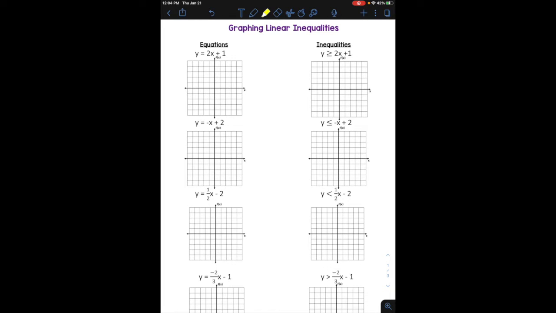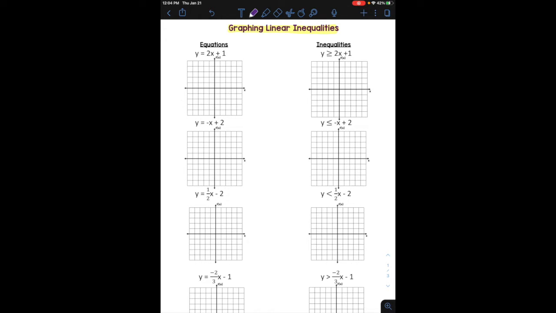Okay guys, today's lesson is graphing linear inequalities. Graphing linear inequalities is almost identical to graphing linear equations. However, one of the main differences between inequalities and equations is that inequalities have a lot more solutions.